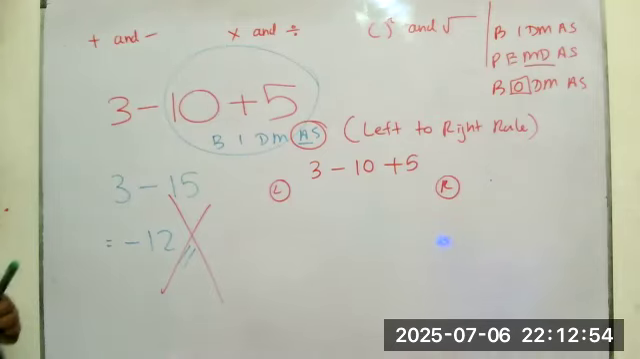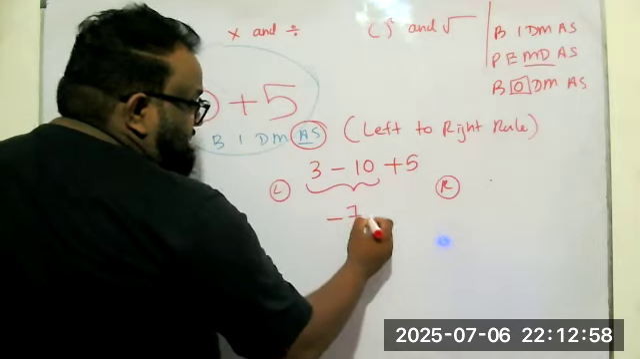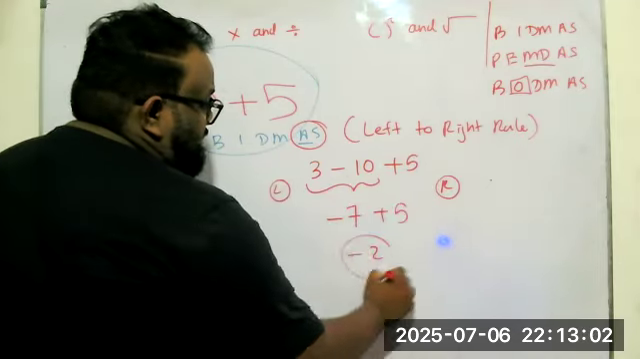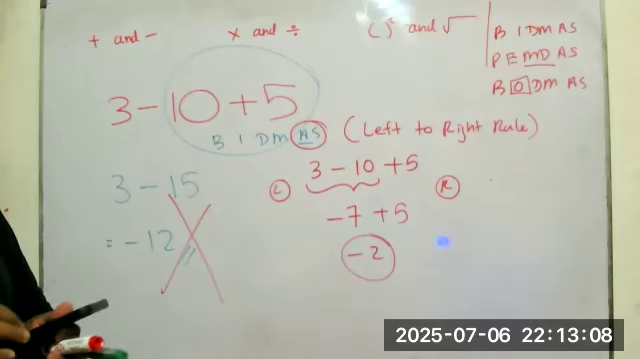This is my left and this my right. 3 minus 10 is minus 7. Then you add plus 5. The answer is minus 2. Did I make myself clear? Yes, sir. Take it down, please.